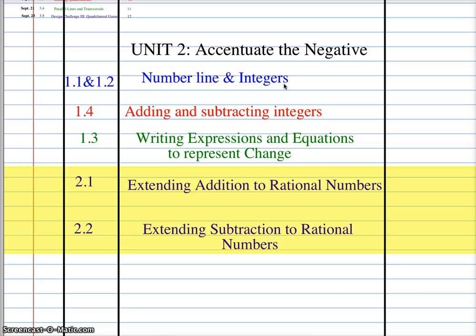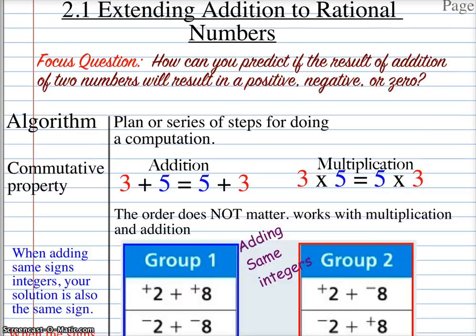So there's your notes, and if you need to, you can pause the video so you can copy this down. The sub should also have a copy of the notes to put on the document camera. So 2.1, extending addition to rational numbers. Go ahead and copy this down. This picture of group 1 and group 2 is in your textbook. A couple things I do want to talk about, but if you need to, pause the video.